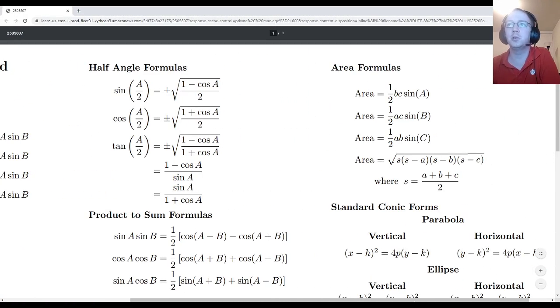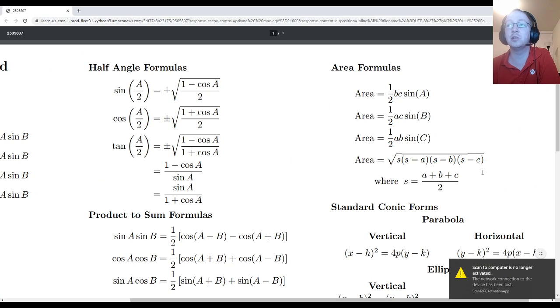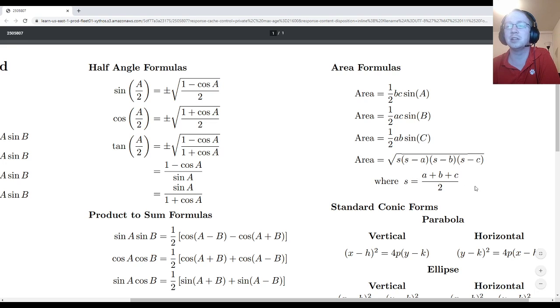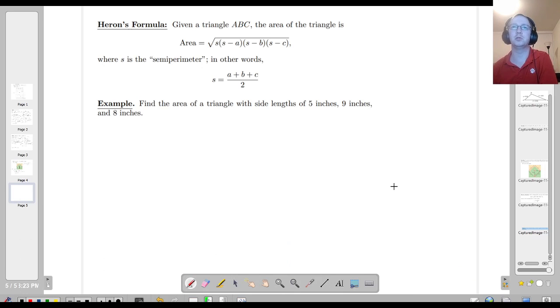Okay, so if you look on your formula sheet, in addition to those other area formulas, here we have Heron's formula, and it does remind you what S represents, that semi-perimeter. So not something you have to memorize, just something we have to be able to apply.